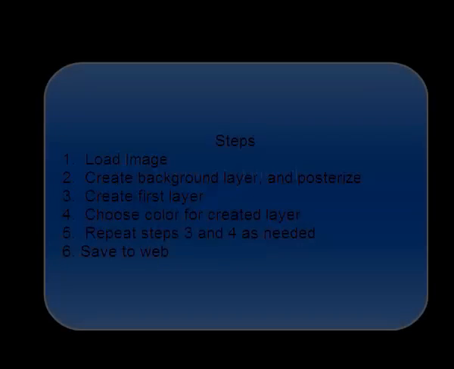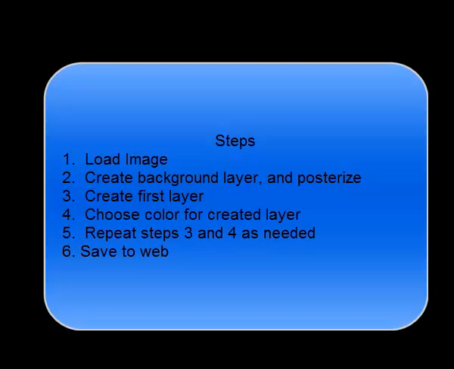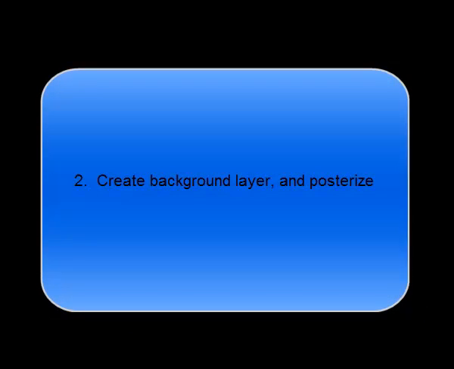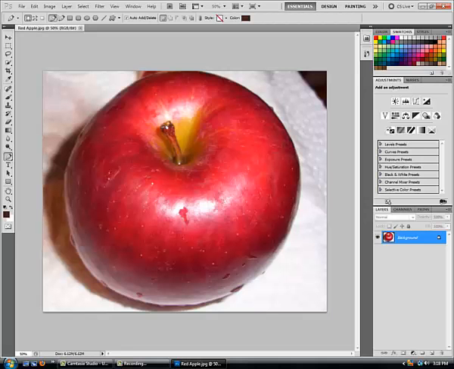This video will cover 6 steps on how to create a vector artwork: loading an image, creating a background layer, posterizing, creating your first layer, choosing a color, repeating those steps, and then saving your final picture to the web. I have provided a link to the image I'll be using in this tutorial, so once you've downloaded it, go ahead and open it up in Adobe Photoshop and we'll move on to step 2.